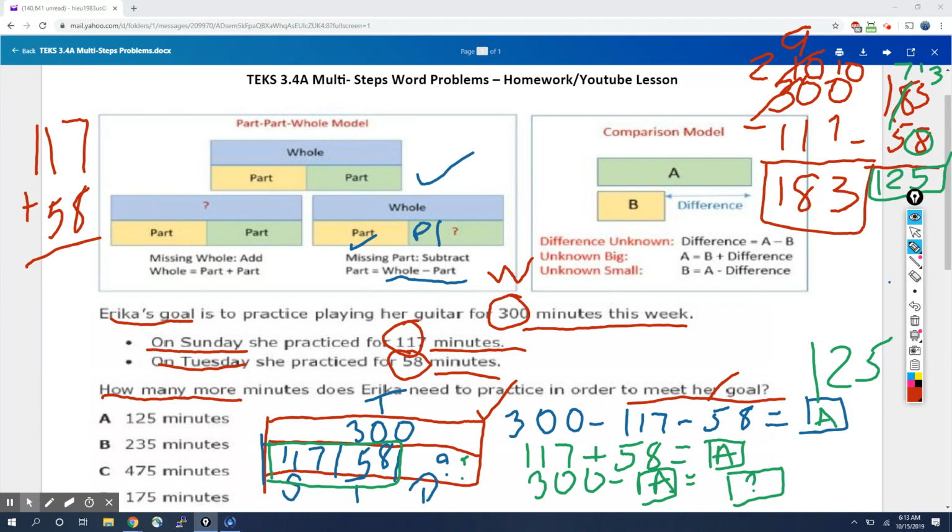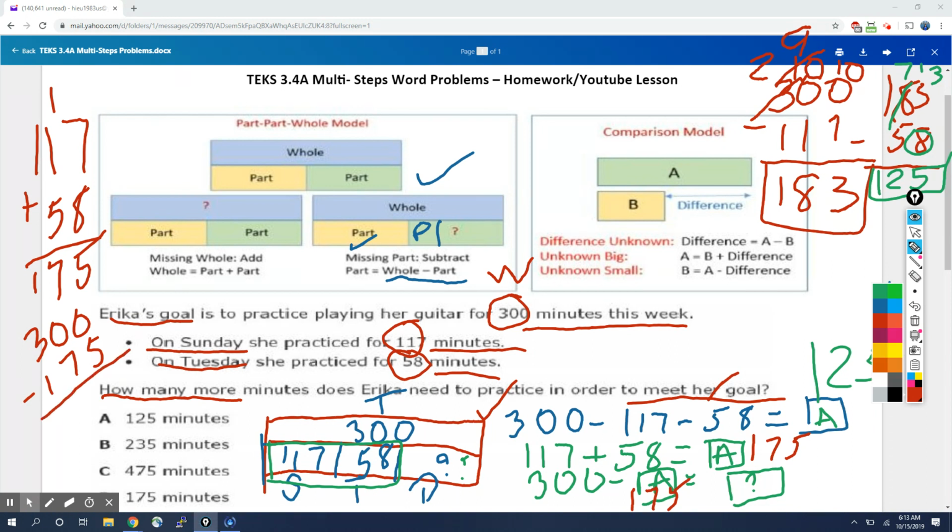So 8 plus 7 is 15. Regroup. 1 plus 1 is 2. 2 plus 5 is 7. And then 1. So my answer is 175 right here. Keep in mind, I need to take away 300, take away 175. So we have 300 take away 175.